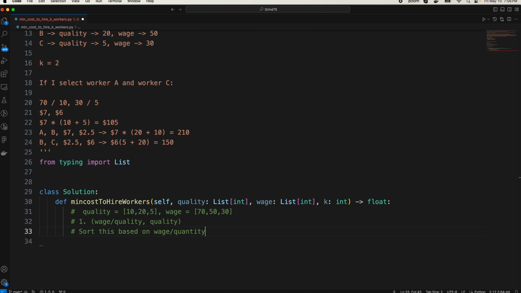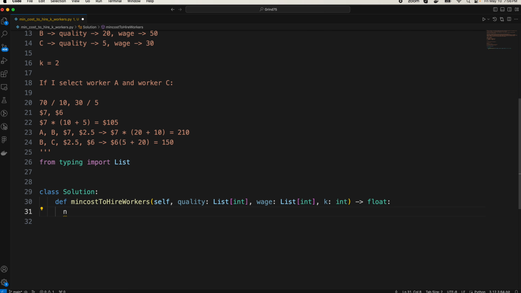So I think it doesn't make sense right now when I'm talking, but let's go through the code. I think it'll be very clear when we write the code. With that, let's start writing the code. As I said, in the beginning we have to maintain a list of the ratio of wages to quantity. So let's initialize some variables first.